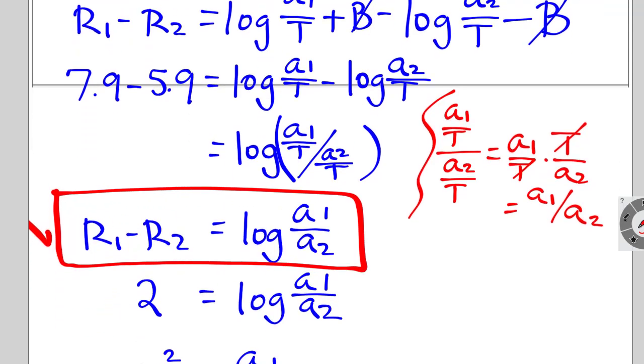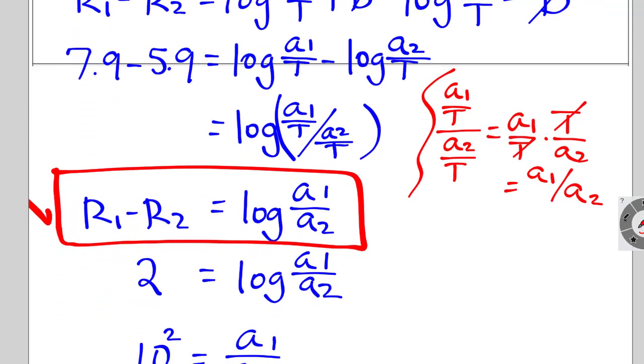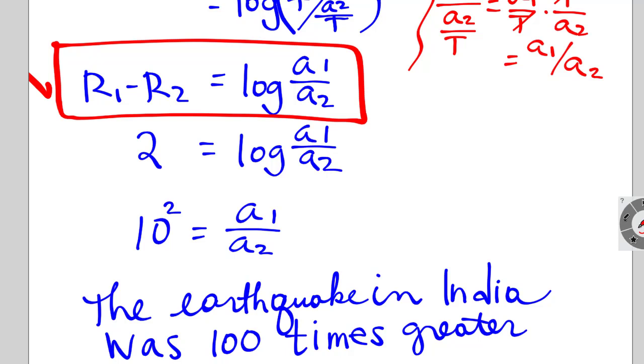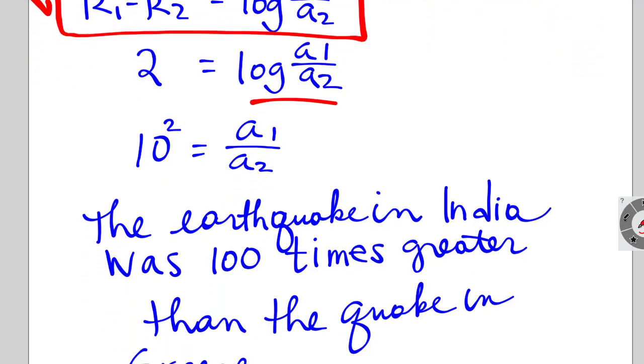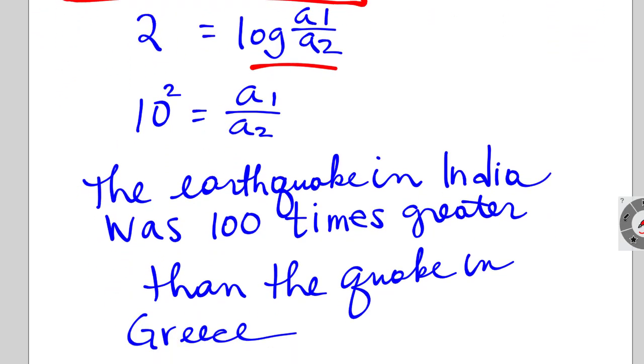Then we plugged in our values for R1 and R2. We found that we had a difference of 2, and we were able to use our definition of the log to rewrite this as an exponential expression. If we have 2 is equal to log of A1 over A2, then that's the same thing as saying 10 squared equals A1 over A2. And so that's how we know that the earthquake in India was 100 times greater than the quake in Greece, because 10 squared is 100.